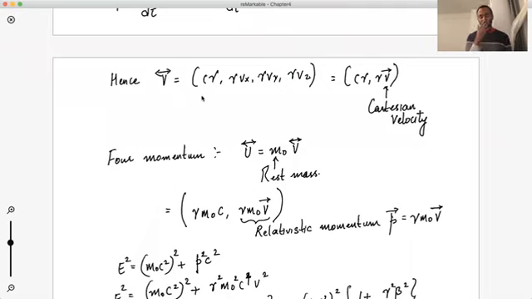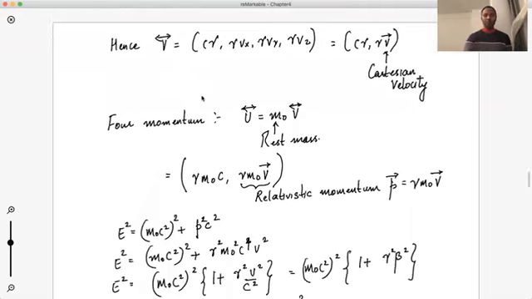Now momentum is just the 4 velocity times the rest mass. Now again, the rest mass is a scalar. It's a Lorentz scalar. The rest mass of a particle is a property of the particle. It doesn't depend on which frame you're in. So again, you can always multiply a 4 vector with a scalar. You'll get back another 4 vector, right? So this is the 4 momentum.